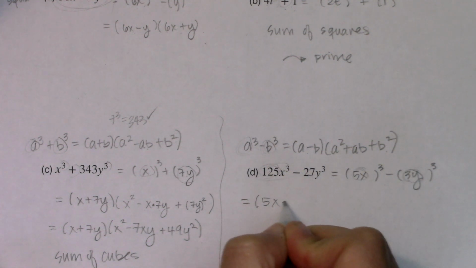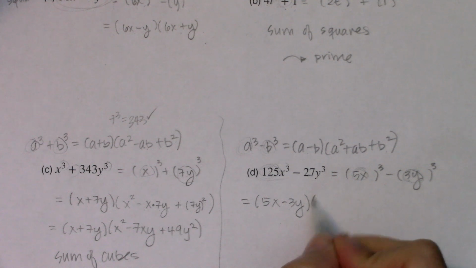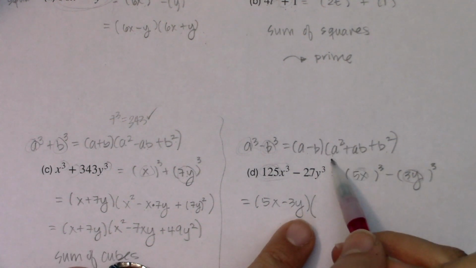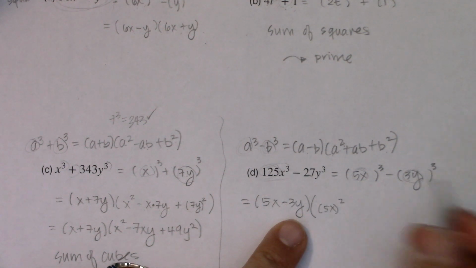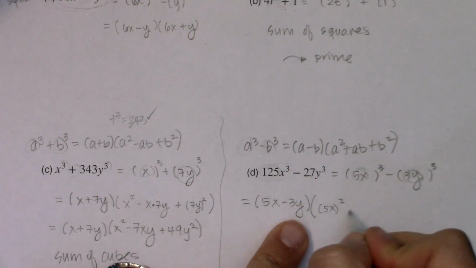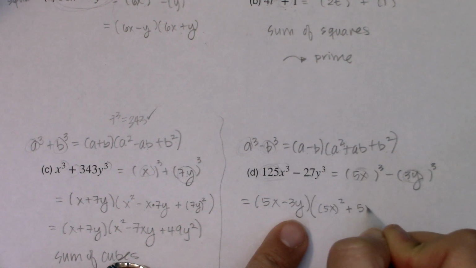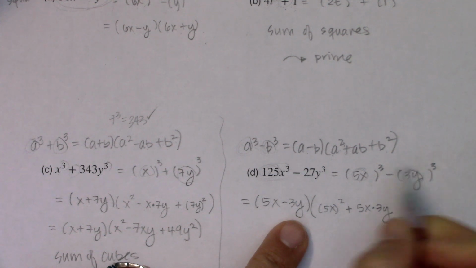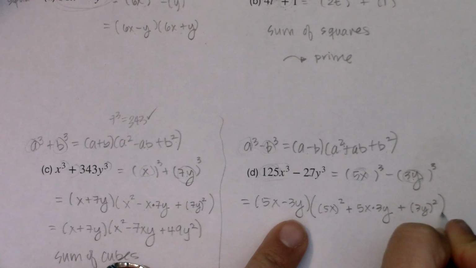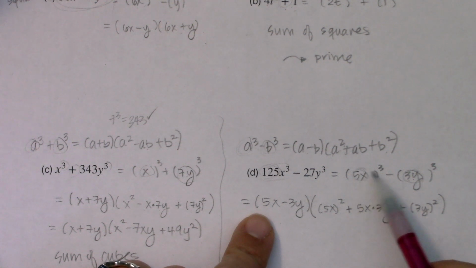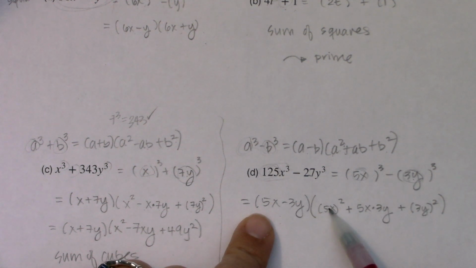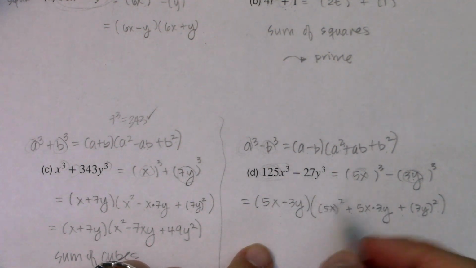There's my first binomial, which is prime. Then I need to do a squared. A was 5x, so I'm going to protect that and do a squared, minus, just kidding, plus, when I look at my formula, plus a times b, which is 5x times 3y, plus b squared. So again, for my particular problem, a was 5x, b was 3y. A minus b, a squared plus ab plus b squared. We're substituting, and now it's a matter of simplifying.